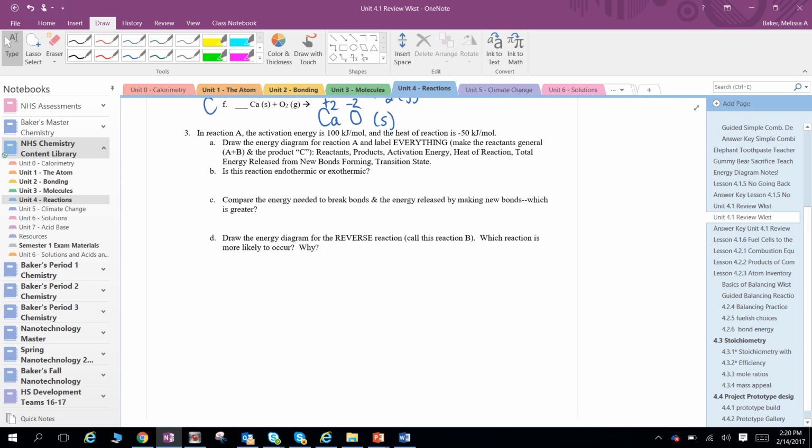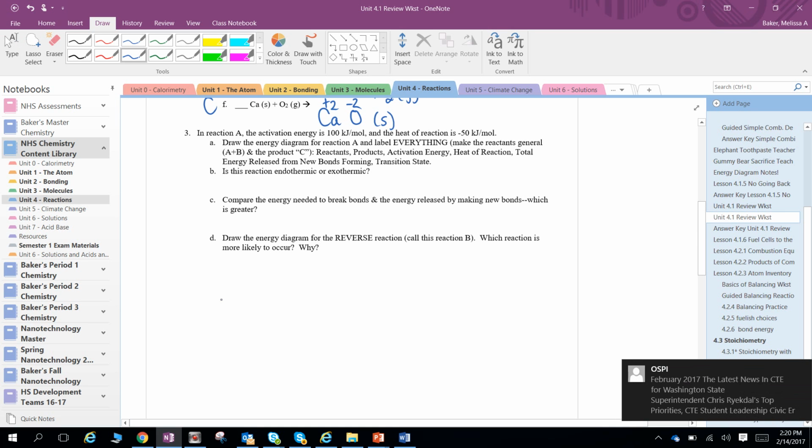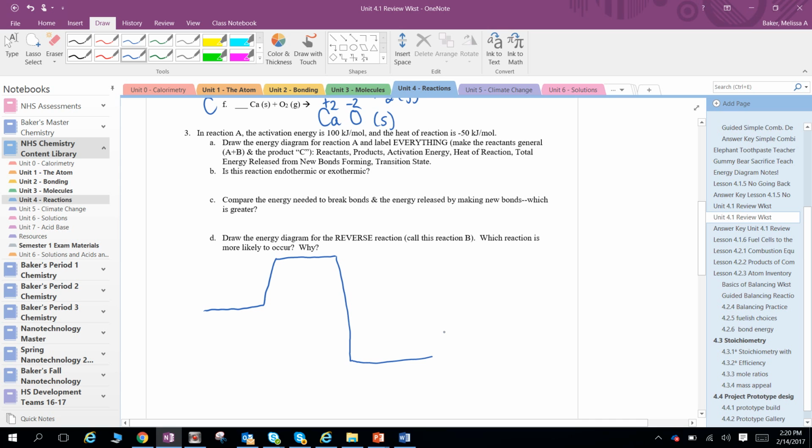For number 3, we're supposed to draw an energy diagram for a reaction, reaction A, and it says it takes 100 kilojoules per mole to break the bonds, and the heat of reaction, the energy released overall, is -50 kilojoules per mole. So if it's negative, we know that the shape is, it goes up and then it goes way down. That is an exothermic reaction. And I didn't really make this to scale here. I'm going to do a little bit of a better job.